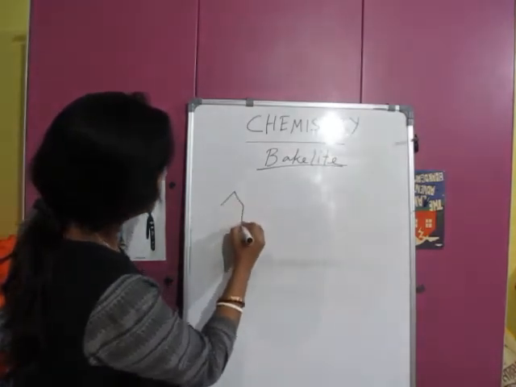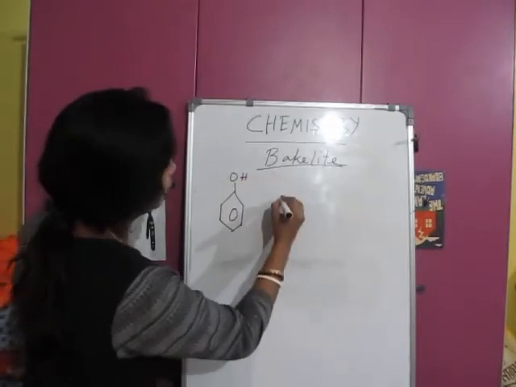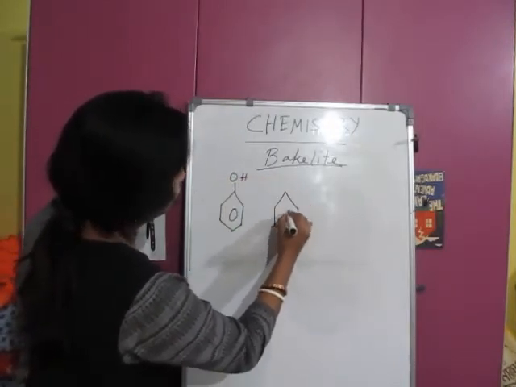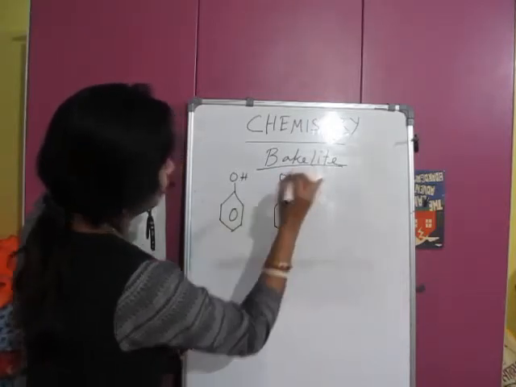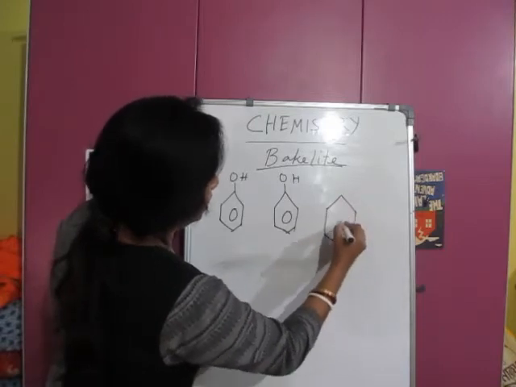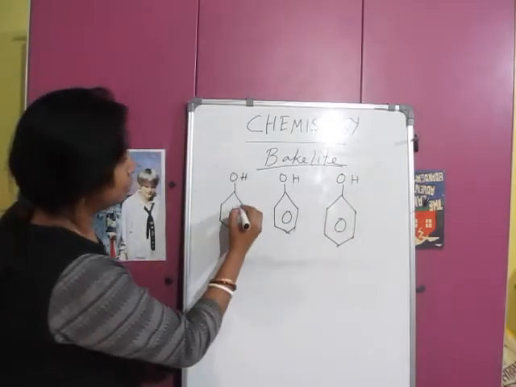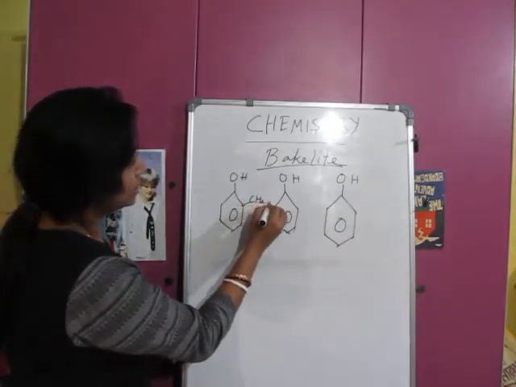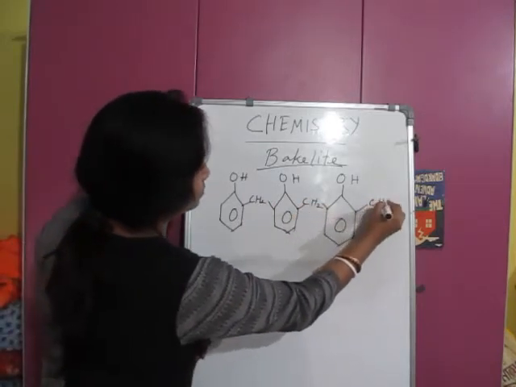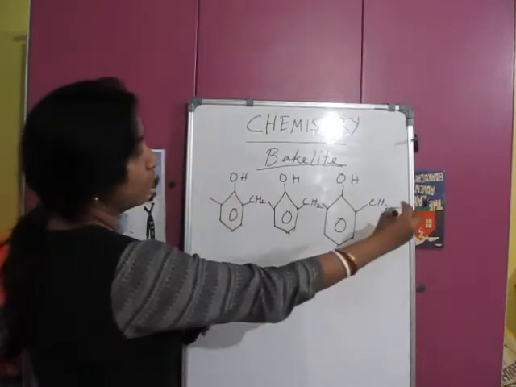First draw the structure of phenol. Another structure of phenol. Another structure of phenol. Now connect by CH2. Connect by CH2 in this way. So this one is one chain.